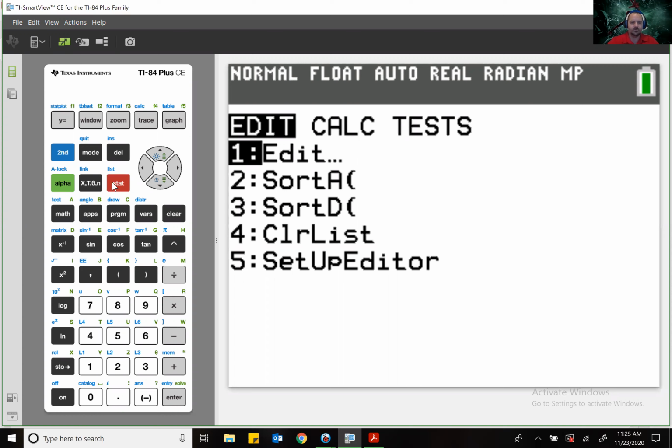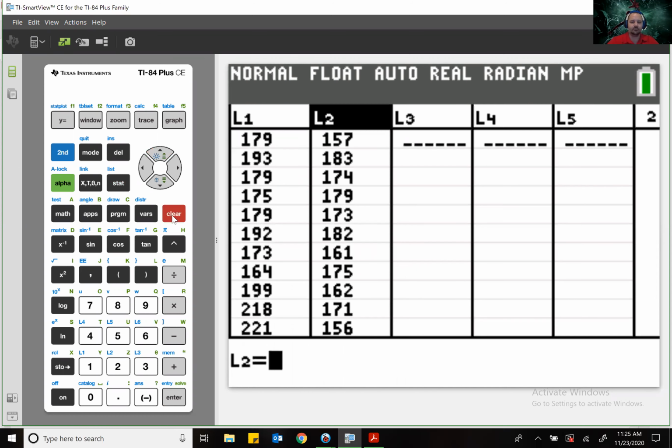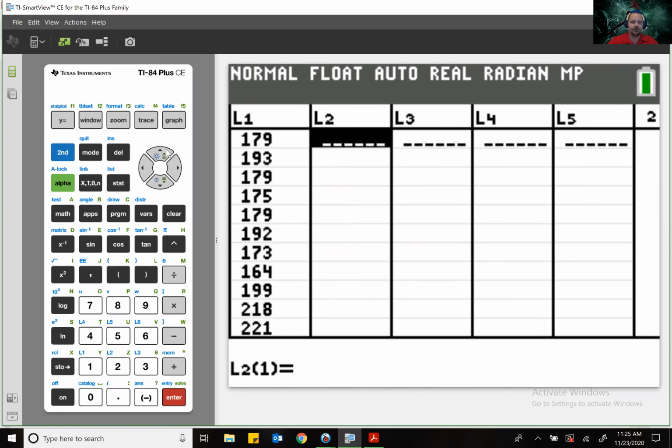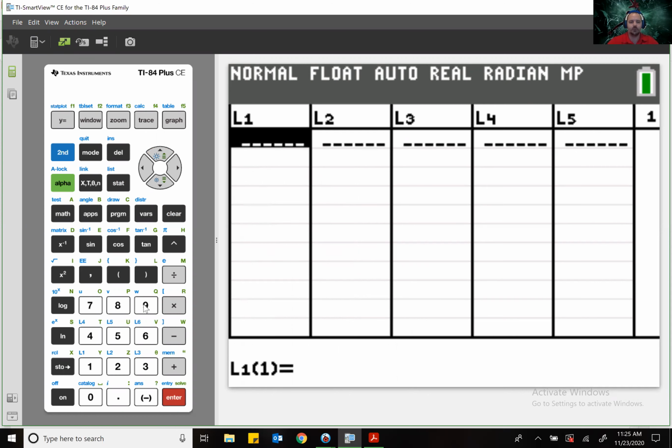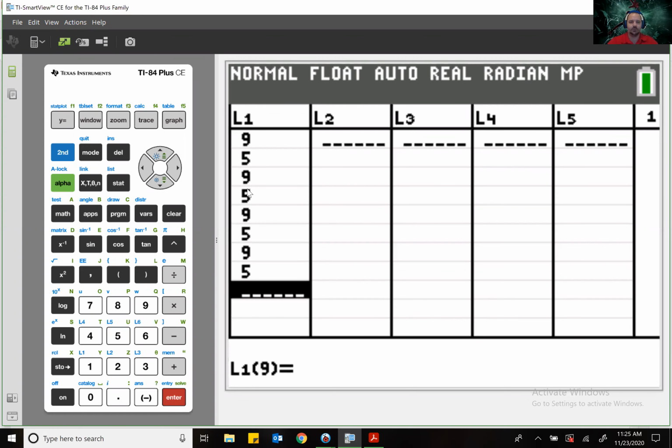So we're going to go stat and we're going to open up the edit. Let me just clear that out. Hopefully yours will be clear, but if it's not, just scroll up to the L1, hit clear, and then hit enter. And all we're going to put is 9, 5, 9, 5, 9, 5, one more 9, and one more 5. So we have 8 total.